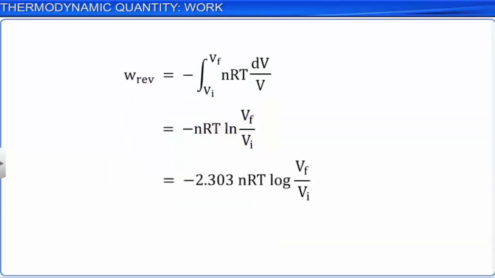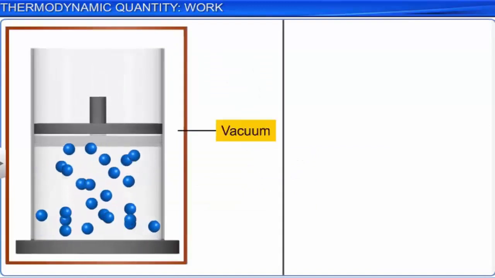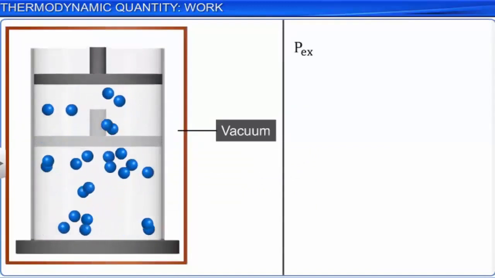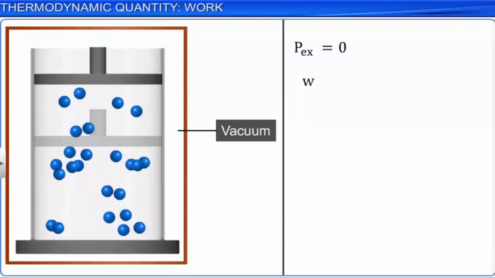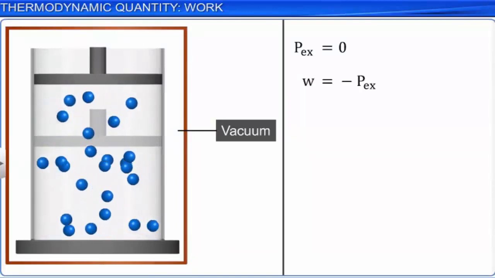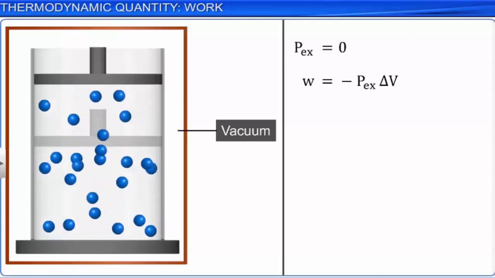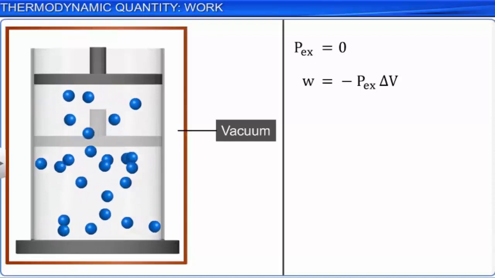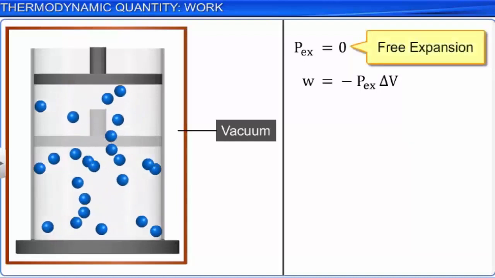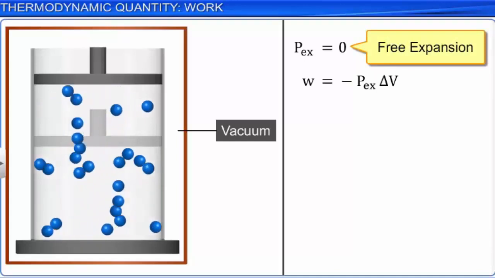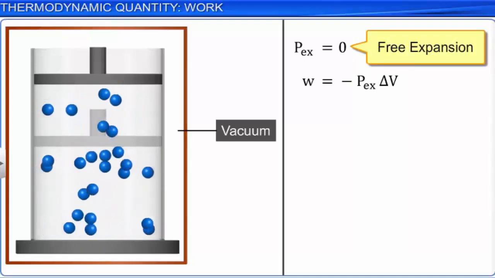On converting natural logarithm to base 10, we get reversible work W rev equals minus 2.303 nRT log Vf by Vi. If the gas expands in vacuum, external pressure PEX being 0 in the expression W is equal to minus PEX multiplied by delta V, W becomes 0. This is known as free expansion. No work is done during the free expansion of an ideal gas, whether the process is reversible or irreversible.